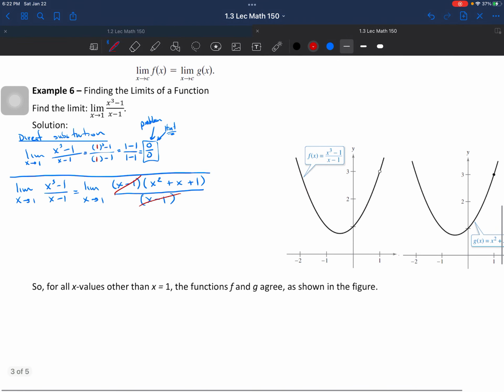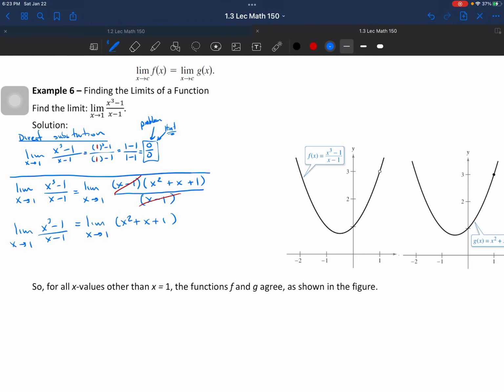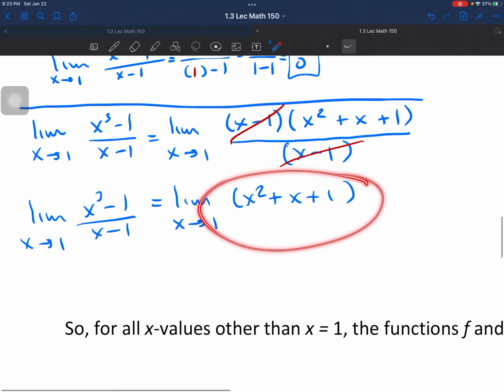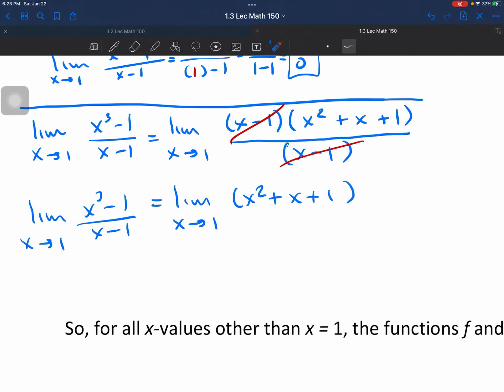So the conclusion is that the limit of the original problem happens to be the same as the limit of our new problem. Let me write it out. What we're saying is that finding the limit of the original problem is equivalent to finding the limit of this new problem. These two problems have the same limit.